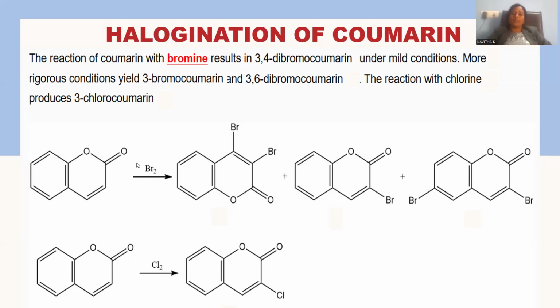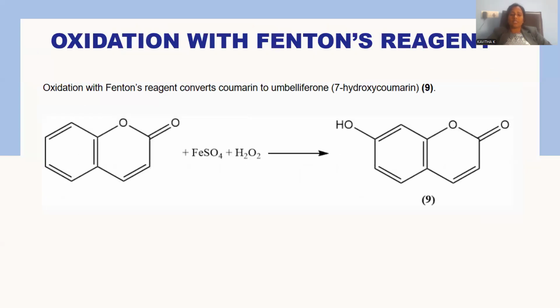Halogens are more reactive towards this kind of electrophilic substitution, giving rise to a mixture of products. Whenever coumarin is reacted with the chlorinating agent, that is chlorine, it directly gives 3-chlorocoumarin. Generally, position number 3 is more susceptible to this kind of electrophilic substitution reaction because of the high electron density. Now, reaction with Fenton's reagent.